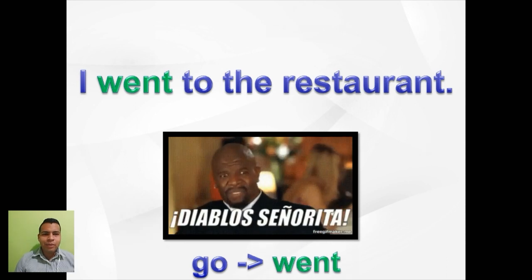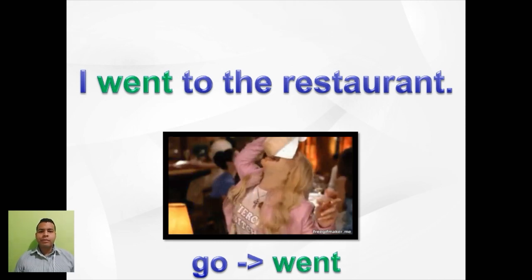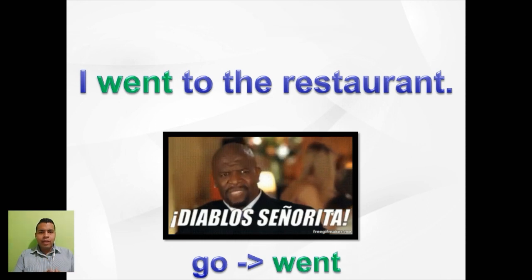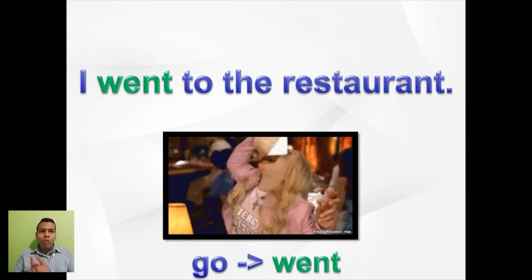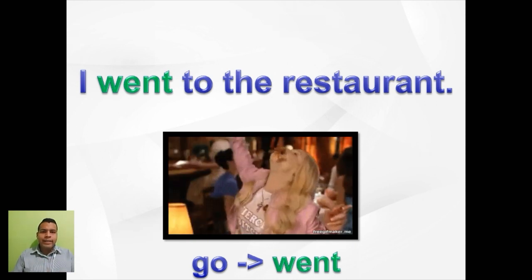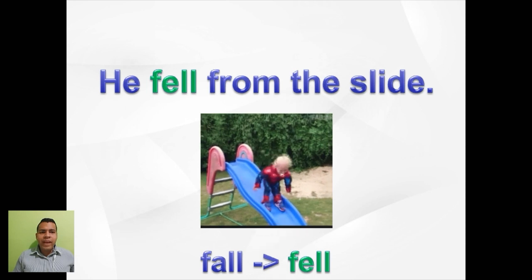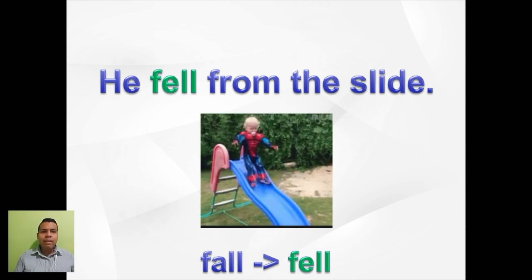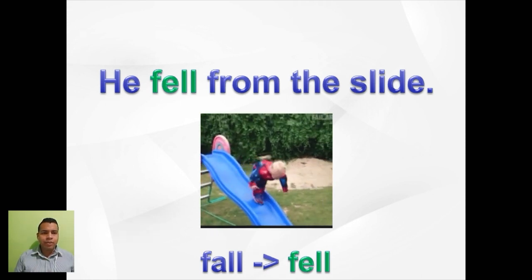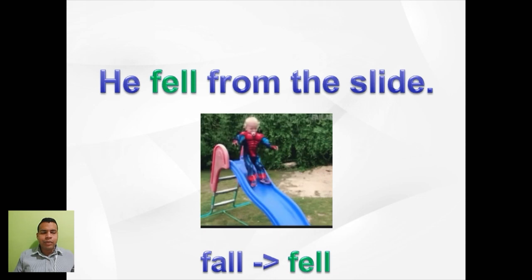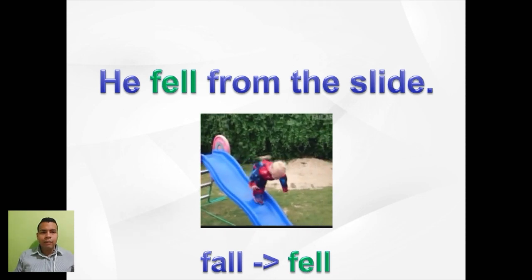Now, let's see some examples. I went to the restaurant. ¿Cómo lo traduciríamos? Yo fui al restaurante. ¿Ok? Went es el pasado de el verbo go, ir. I went to the restaurant. ¿Ok? Repeat after me. I went to the restaurant. Let's continue. He fell from the slide. As you can see, fell is the past of the verb fall. He fell from the slide. Se cayó del tobogán. Right?